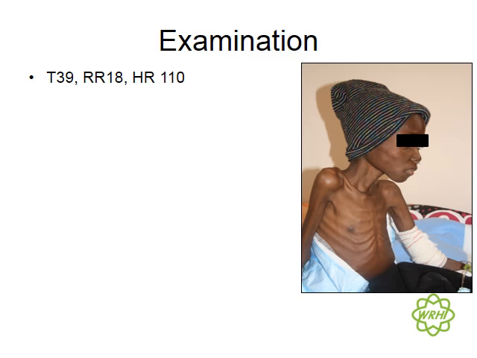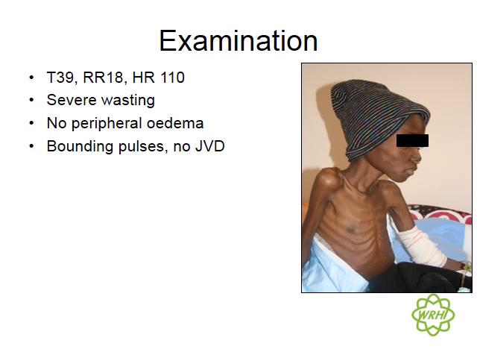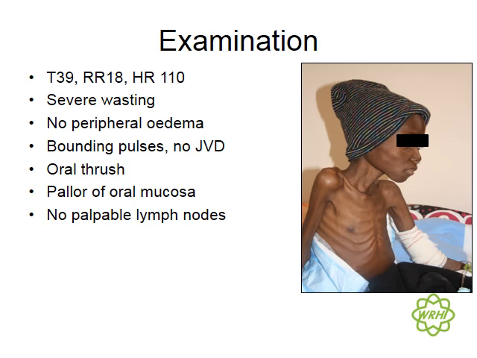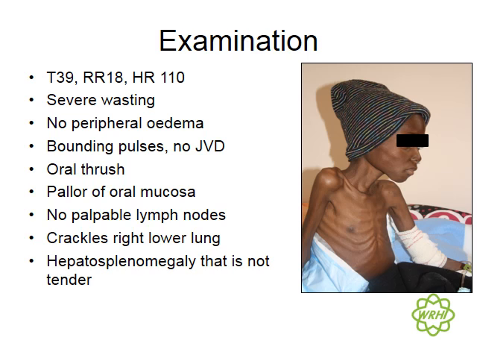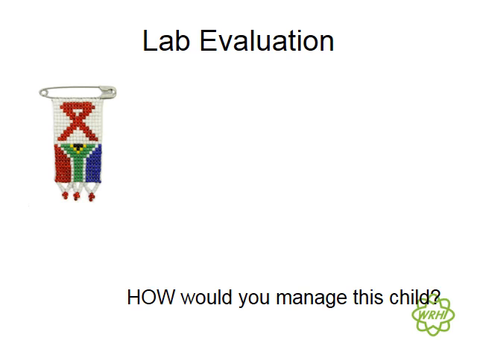When you examine this child, this is a very ill child. He is feverish, but not particularly tachypneic. Heart rate is up. He's got severe wasting, but with no peripheral edema, bounding pulses, oral thrush with pallor of the oral mucosa, no particular lymph nodes when you examine them, a little bit of non-specific crackles over the right lower lung, and a hepatosplenomegaly that is not tender. So how are we going to manage this child?